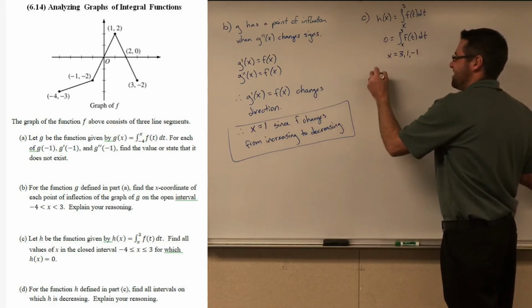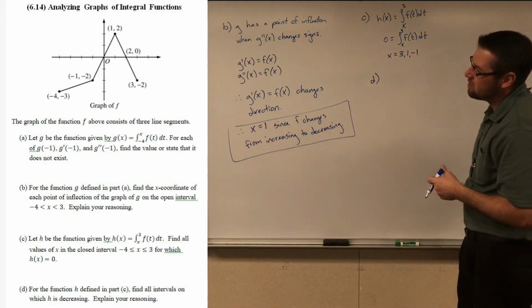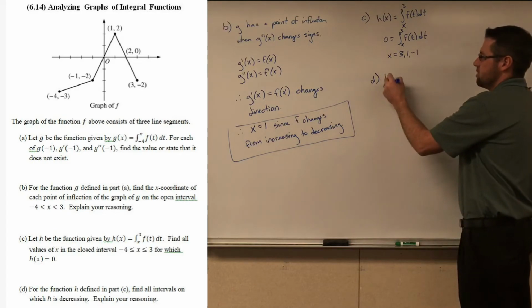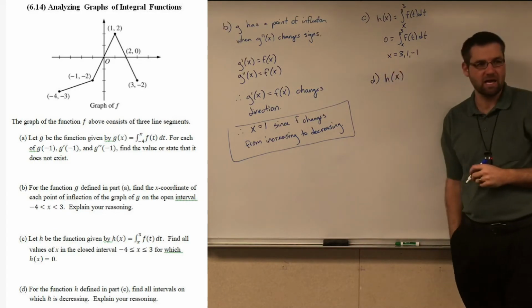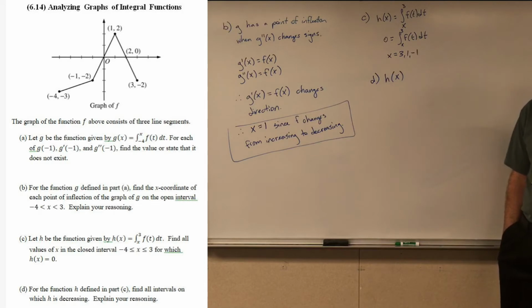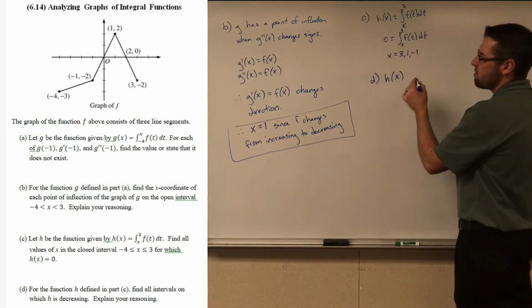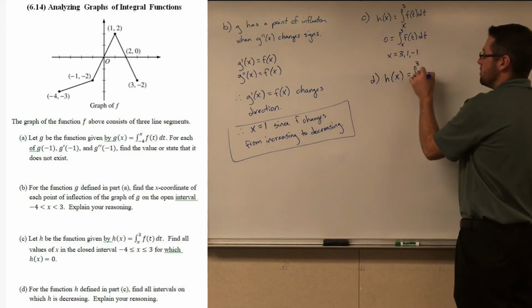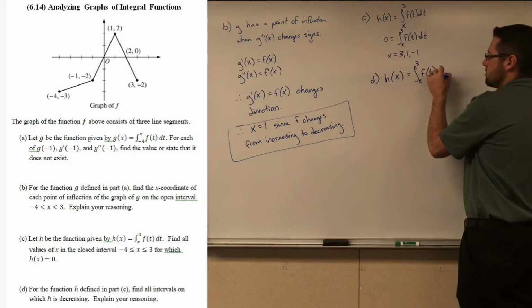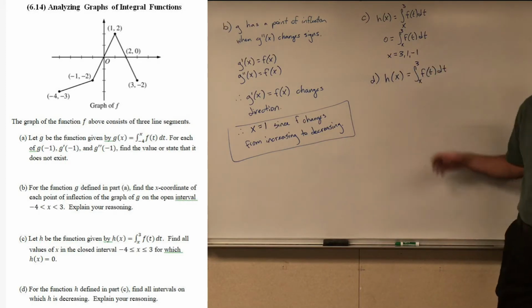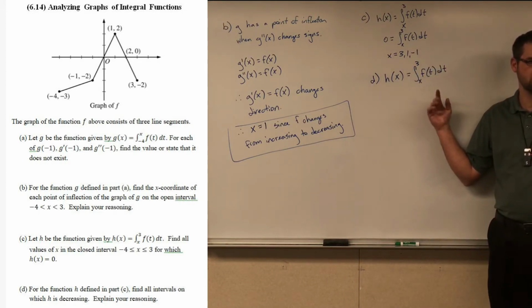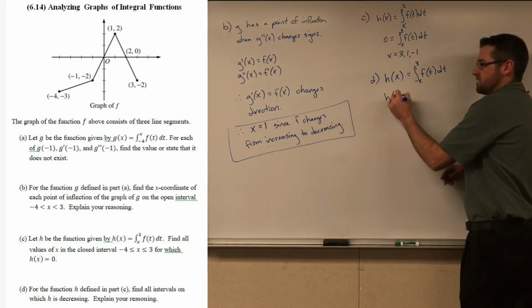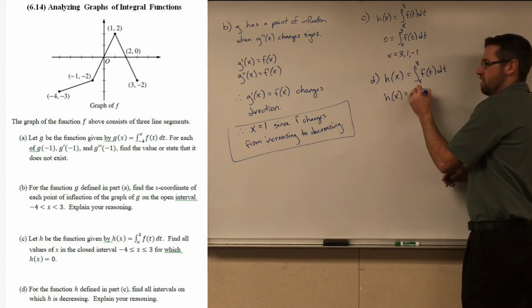All right. D. For what value is h decreasing? So h is decreasing when h prime is negative. So we need to take h prime. But the problem is, how do we take h prime of a function with an integral? We should know this. Take the derivative, but I can't take the derivative necessarily easily when the variable's on the bottom. So let's flip it. So h of x is equal to the negative of the integral from 3 to x of f of t dt.